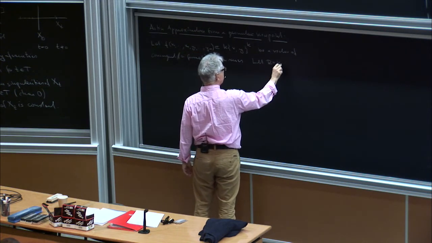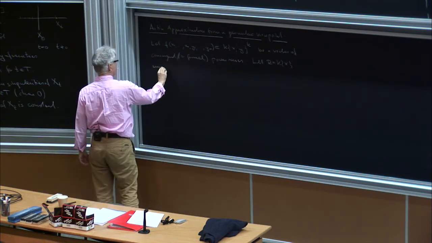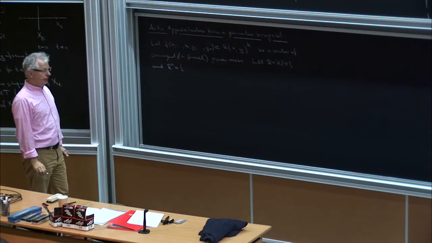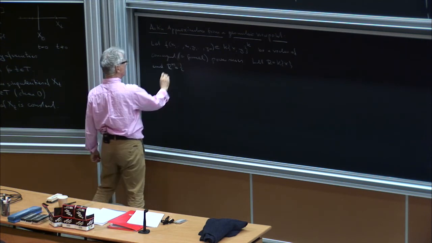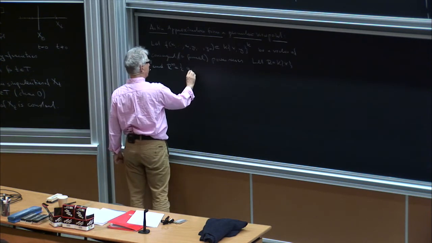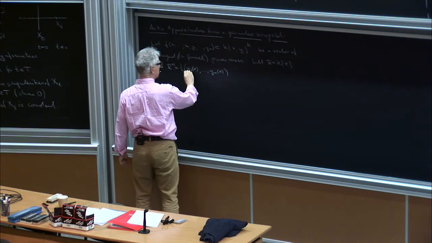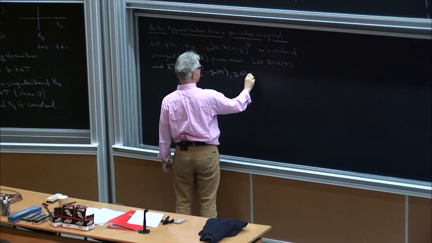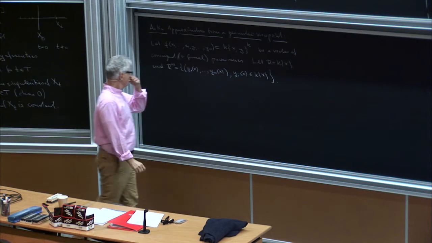So let R be k of x and Rm. Now this is the Cartesian product. This will be now vectors of power series y1 of x, ..., ym of x, yi of x in k x.